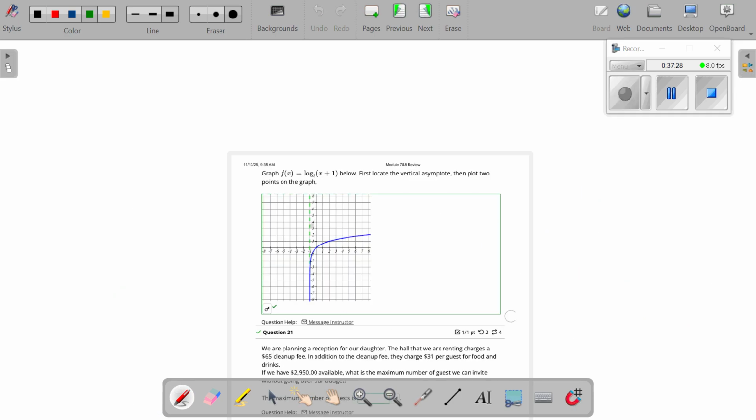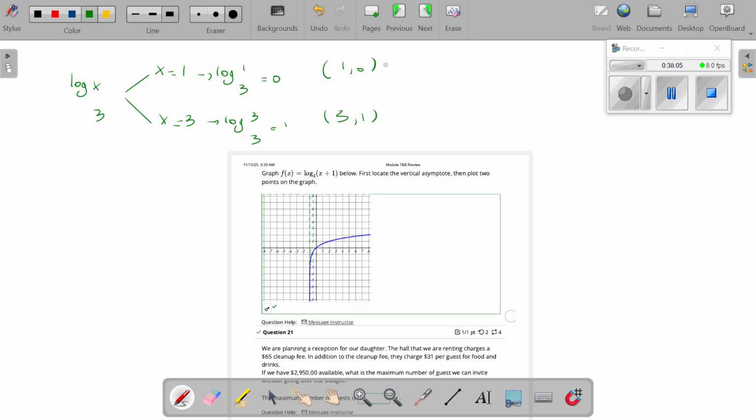This time it's asking us to graph log of x plus 1 base 3 here. So the parent function of this given function will be log of x base 3. So I'm going to find the two main points. When x is equal to 1, we'll have log of 1 base 3, which is 0. So one point is 1 and 0. The other one, x is equal to 3, you will have log of 3 base 3, and it's equal to 1. So I have 3 and 1.